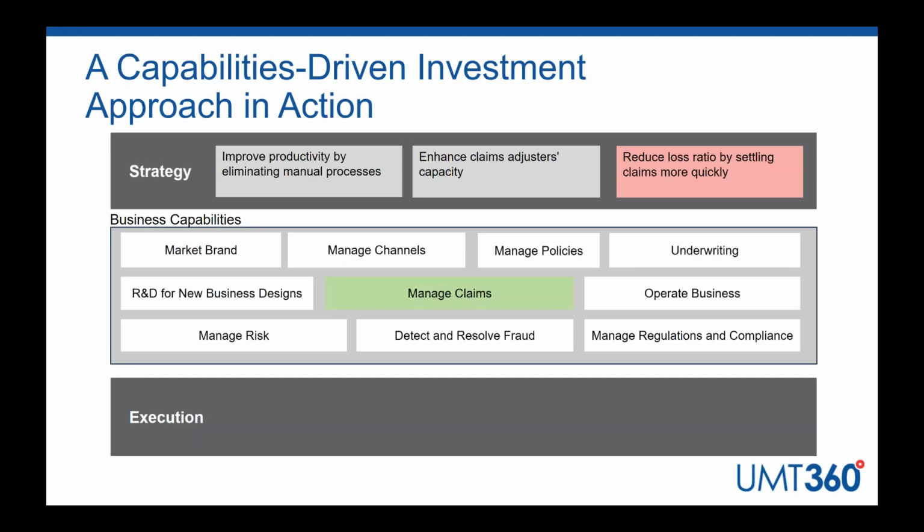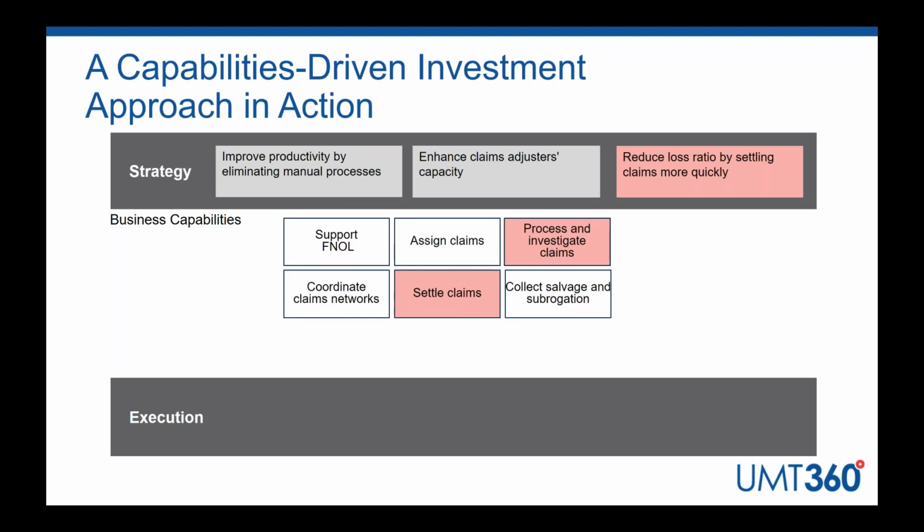So I can start to mine down my business capability portfolio. Business capability portfolio is normally hierarchical, kind of 3 to 4 levels deep. So one of the level 1 capabilities here that relates to this strategy is our ability to manage claims. If we drill down within manage claims to see the sub-capabilities, sub-functions within, we can see that the process and investigate claims capability and settle claims capability are 2 capabilities we may want to investigate more to deliver on the strategy to reduce loss ratio by settling claims more quickly.